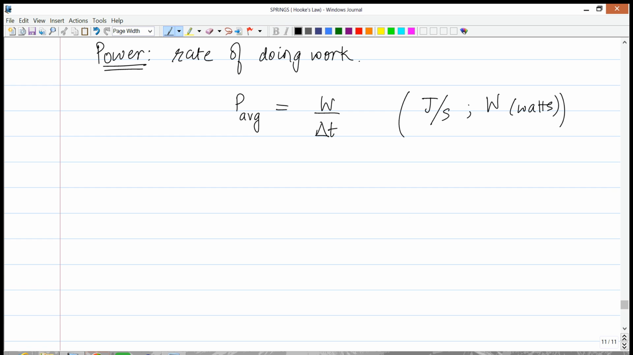Now we can also write power in a slightly different manner, where we can use the definition of work. If the work done, W, is simply equal to force times the displacement, then the average power can also be written as F times delta X over delta T. And you may all recognize from this equation that delta X over delta T is nothing but the average velocity. So this is equal to force times V average.